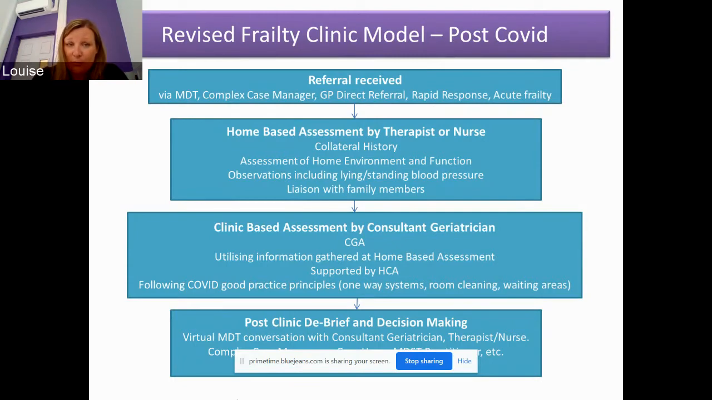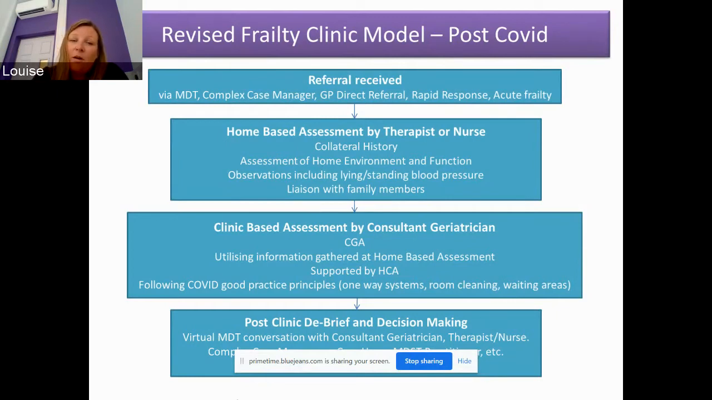So we've reviewed the model, and the approach that we will now be going for, having received the referral through whatever route, is to first undertake a home-based assessment by a therapist or a nurse. That assessment will include the collateral history, an assessment of that person's home environment and function, some baseline observations, particularly lying and standing blood pressure, and an opportunity to liaise with family members and to make sure that we've got a really full picture of all of the things going on in that particular patient's world at that time.